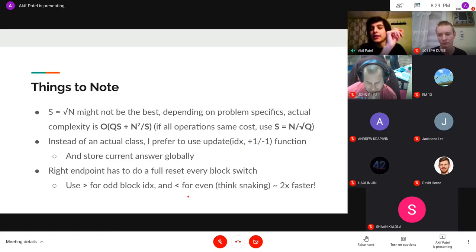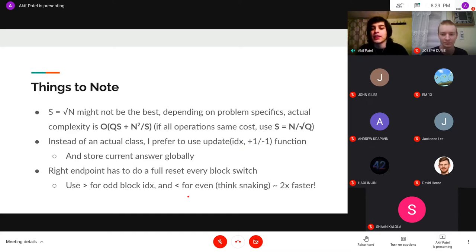So it goes meow, and then on the next block, instead of having to reset, it just goes the other way, it sorts the other way. And it just sort of snakes back and forth, every even block, odd block. And in practice, this is almost twice as fast, depending on the problem. So it's really, really nice. And it's a very small change in code.